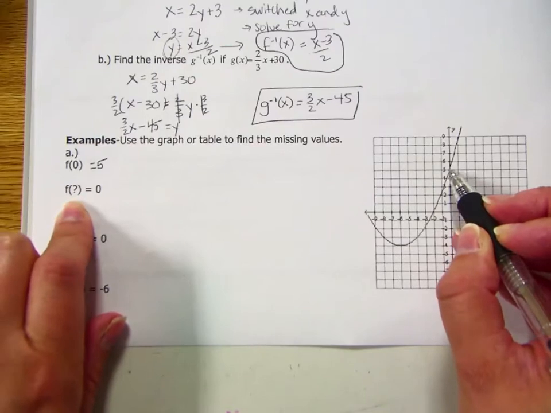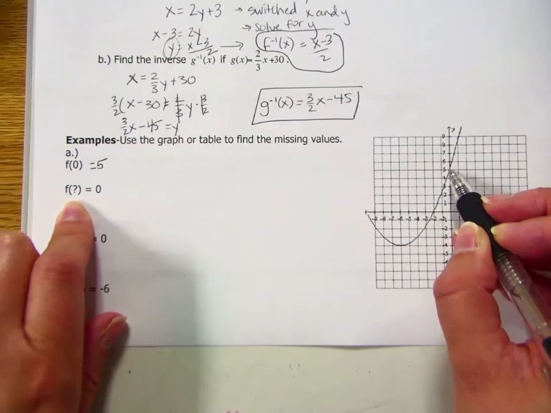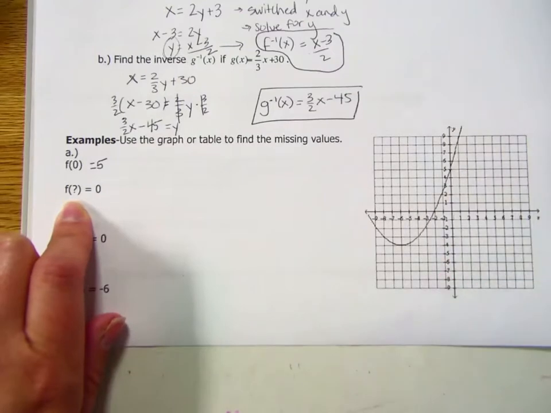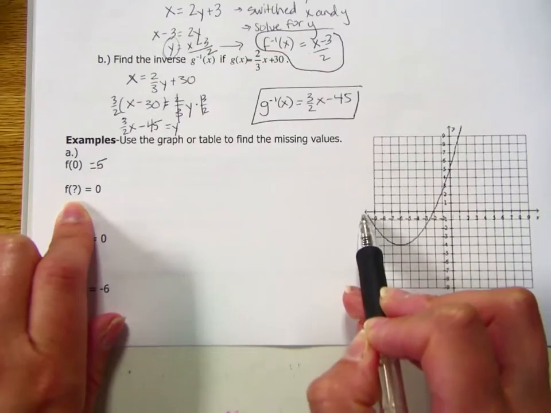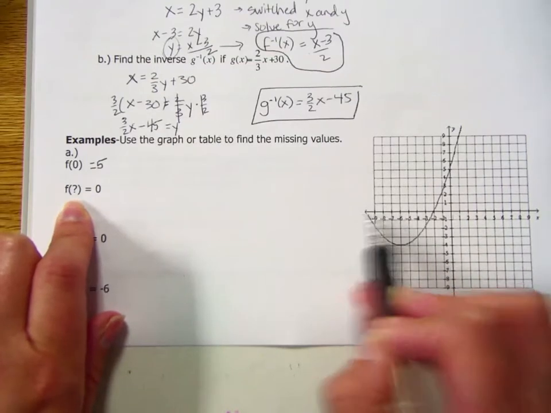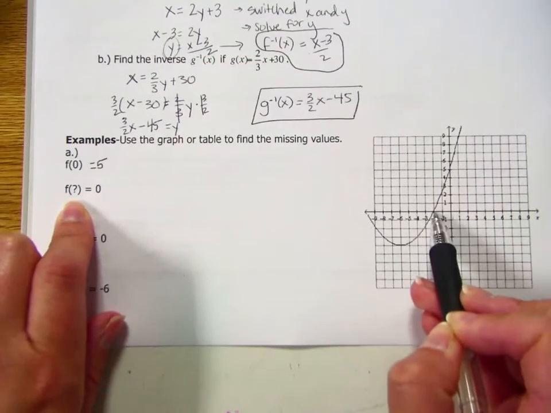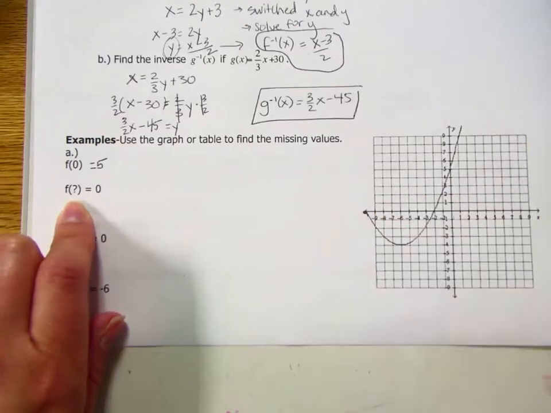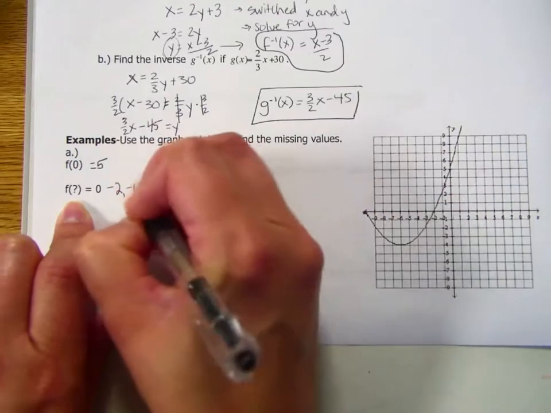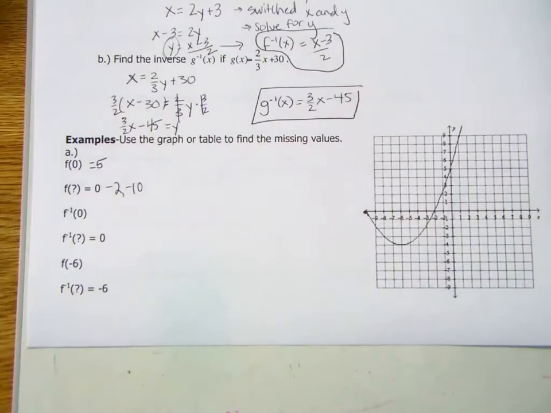Okay, now what is the next one asking you to find? Find the input when the output is 0. So now I'm looking, when my y values are 0, what are my x values? I have 1 at -2, and it does actually hit 0 at -10. So I have 2 input values that would make an output of 0.